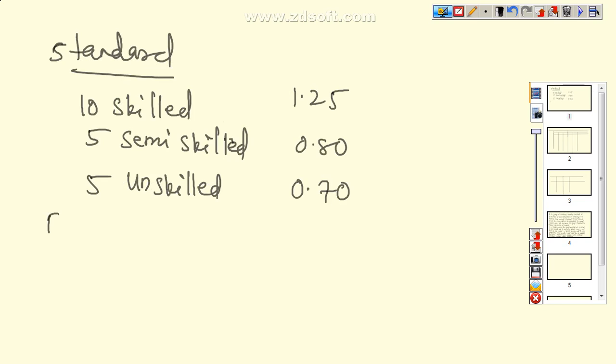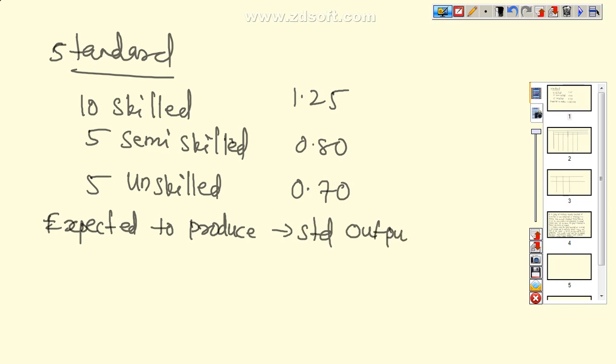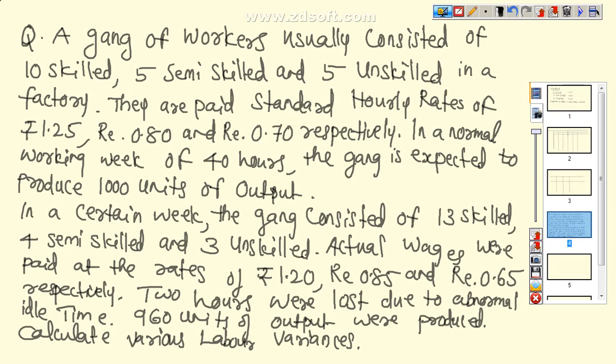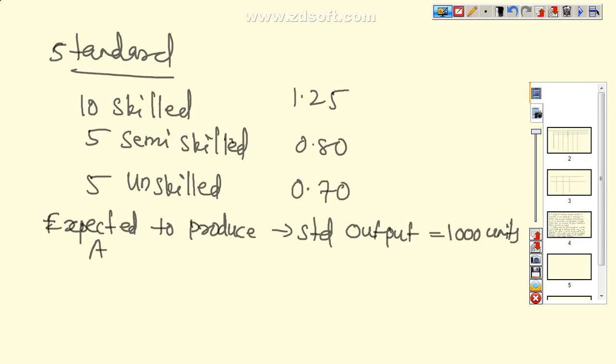Expected to produce, that is our standard output, is equal to 1000 units. Apart from this, actual information: in a certain week, the gang consisted of 13 skilled, 4 semi-skilled and 3 unskilled. So actual information is also given here.